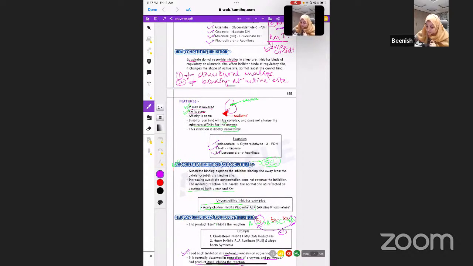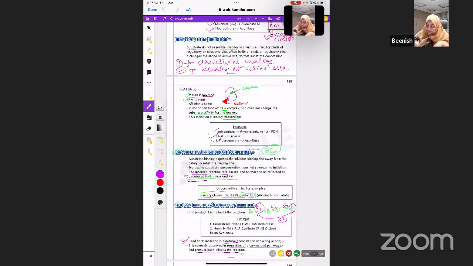Now moving on to uncompetitive inhibition. In uncompetitive inhibition, the inhibitor does not have any affinity for the free enzyme. It is only going to bind to the enzyme substrate complex. Okay, and here both Vmax and Km are decreased. Example being acetylcholine inhibiting placental alkaline phosphatase.